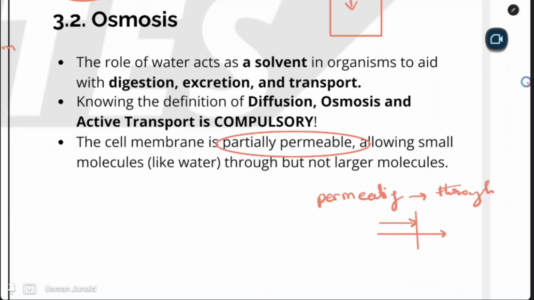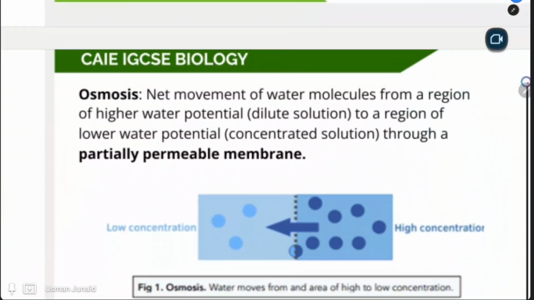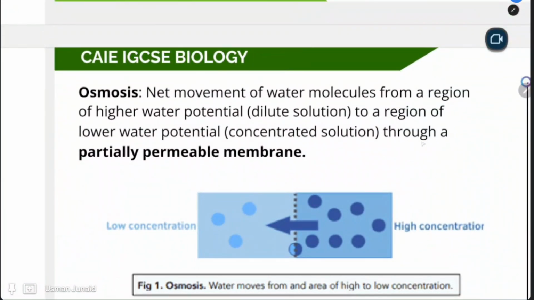So small molecules like water, they can go through directly, but larger molecules cannot. For example, glucose is a much larger molecule than water, right? Glucose is C6H12O6, while H2O is just H2O, right? So you can compare the size difference.